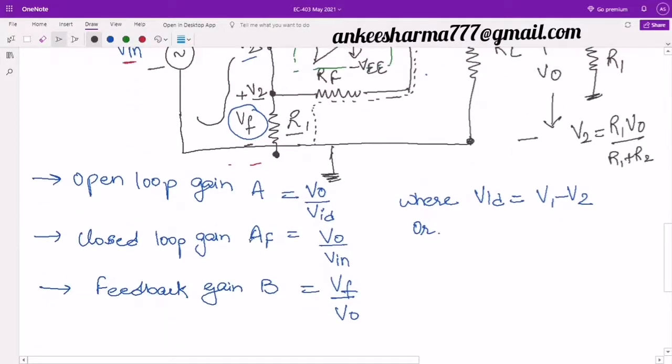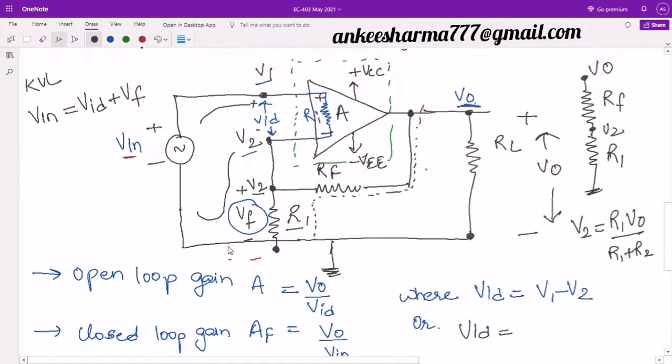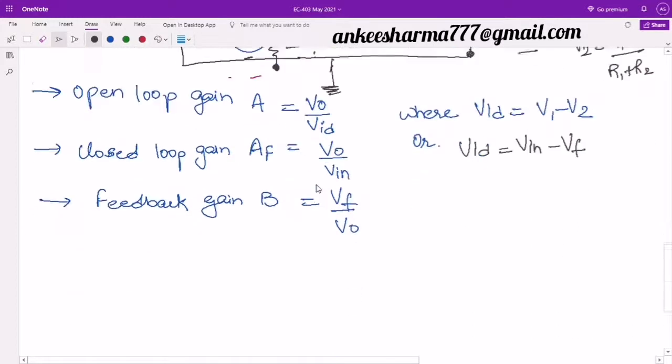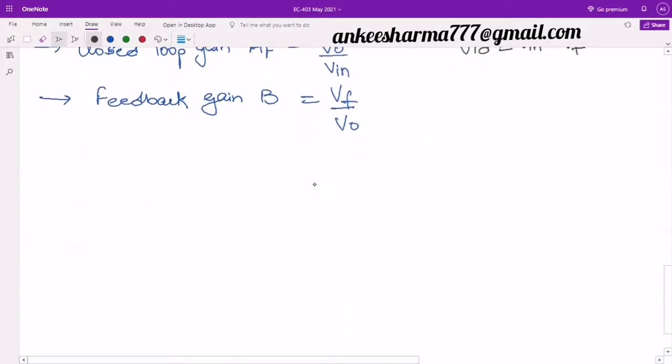So I can write here, VID is nothing but equal to, in the form of VID, VIN minus VF. So I will write VID will be equal to VIN minus VF. With the help of this, I am going to find first my closed loop voltage gain. So let us first take the case of closed loop voltage gain.